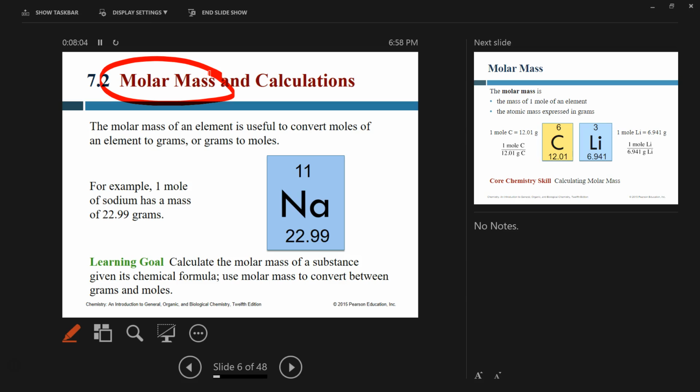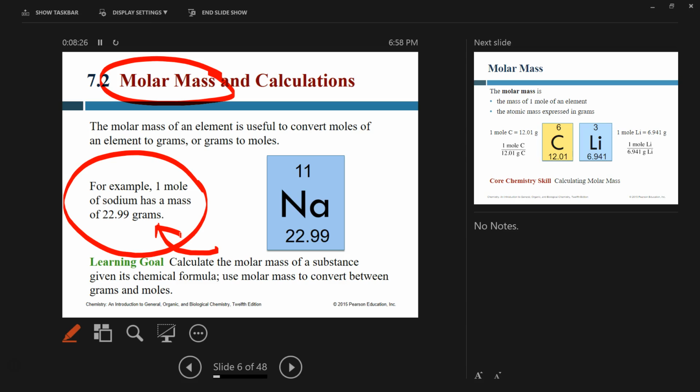6.02 times 10 to the power of 23. Does that make sense? So these many atoms, all together, have a mass of 22.99 grams. Does that make sense?